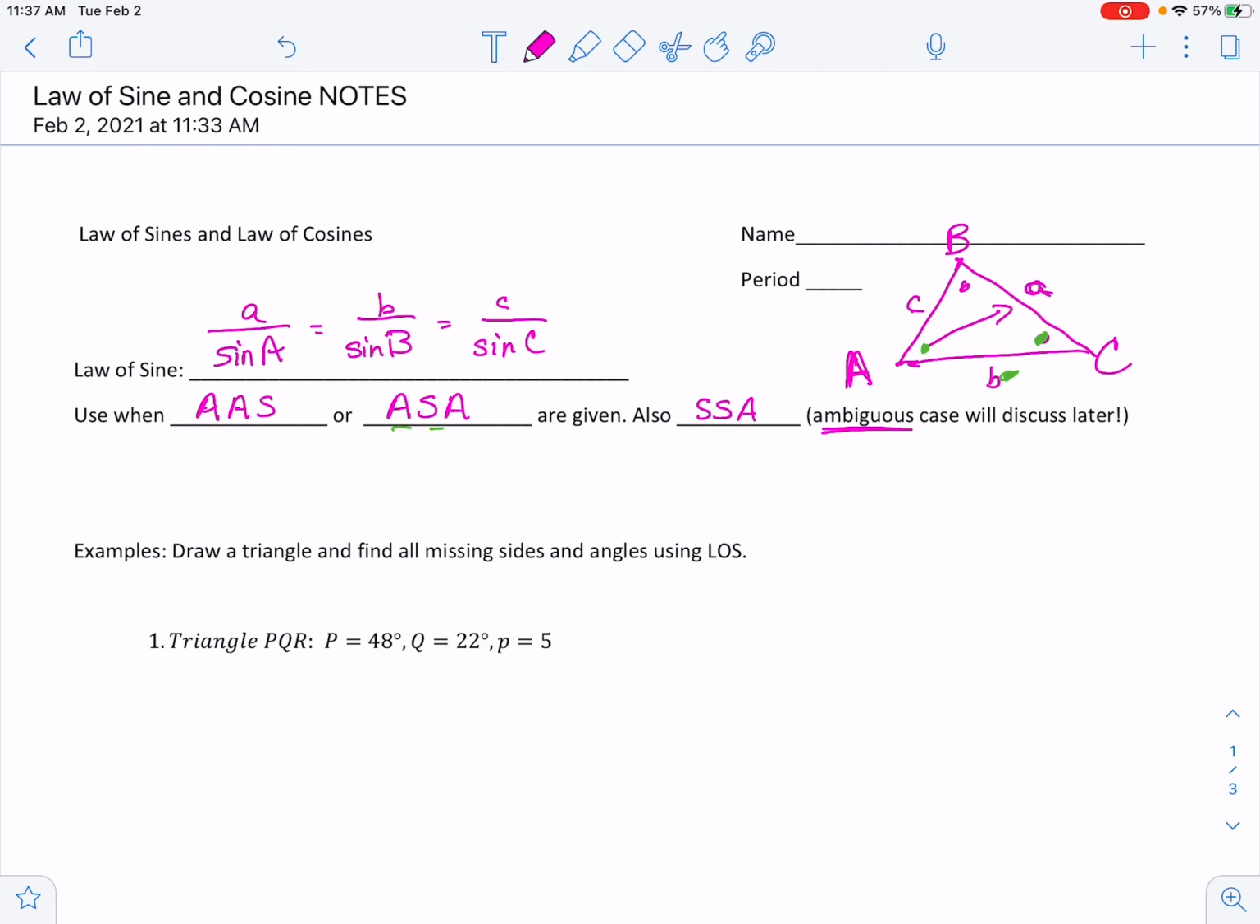And how do you remember it's the ambiguous case? It's because if you spell it backwards, it's a word you shouldn't say out loud. Okay, so keep that in mind.